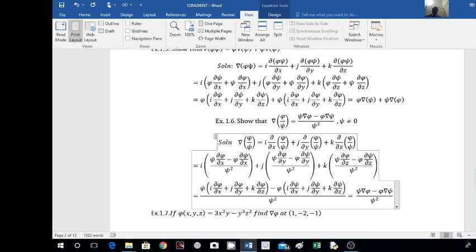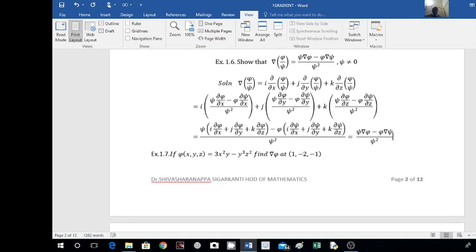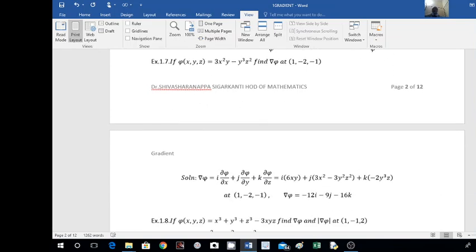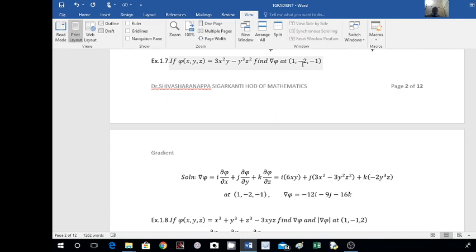Now we'll go to another example. Next example is, if φ(x, y, z) equals 3x²y minus y³z², find ∇φ at the point (1, −2, −1). Okay. We just have to find ∇φ and then put x equal to 1, y equal to −2, z equal to −1.